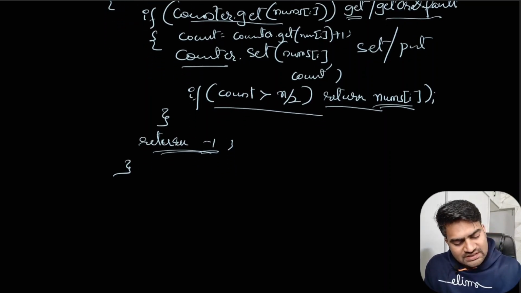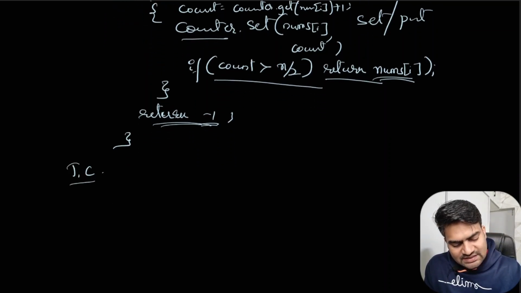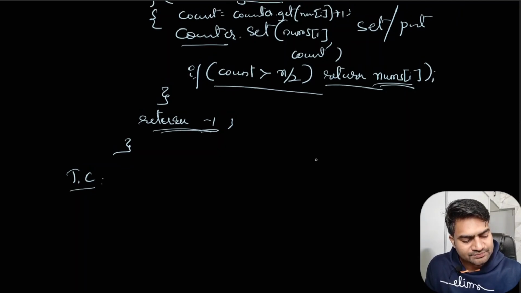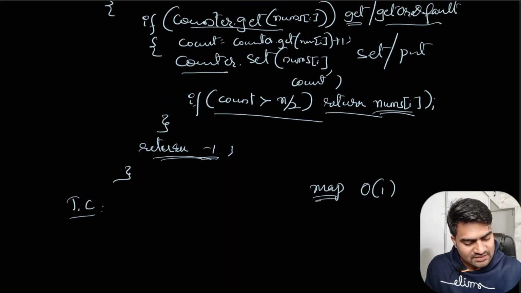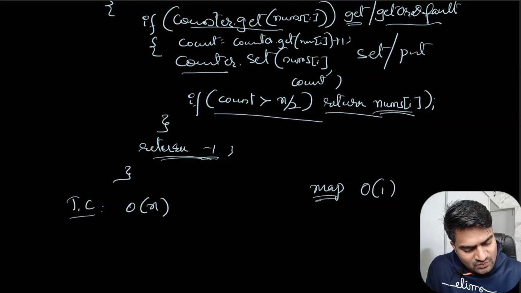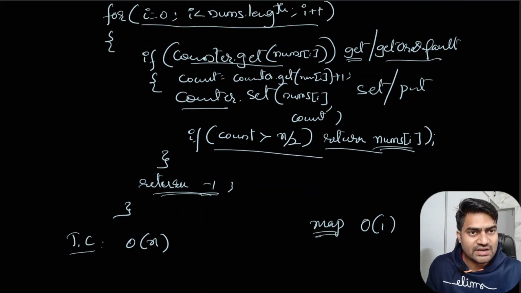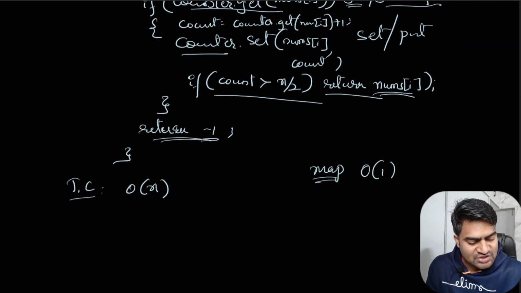Now what is the time complexity? Assume our map executes in order one time for getting and setting the value, or getting and putting the value. If that is the case, this code executes in order of n time complexity, because we are using one iteration, one for loop basically, and with that for loop only we are adding the values to the counter, checking if the count is greater than n by 2, and returning the majority element.